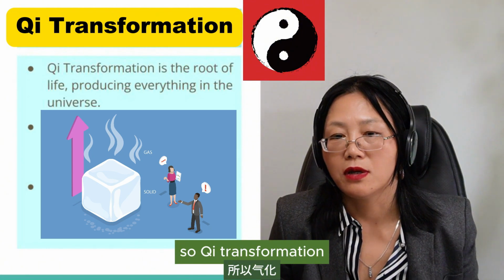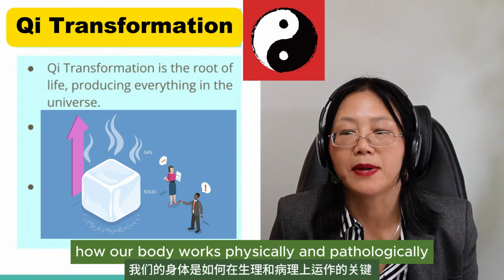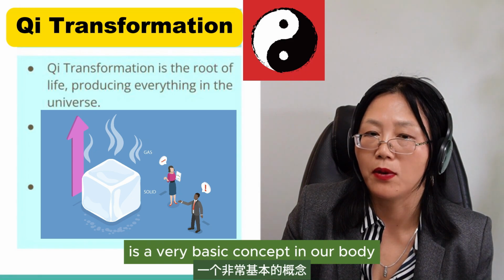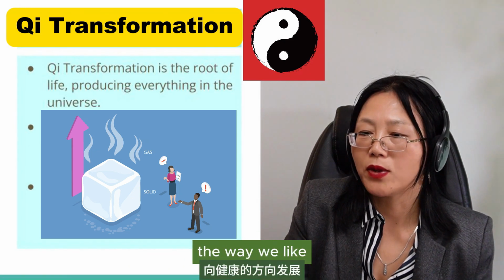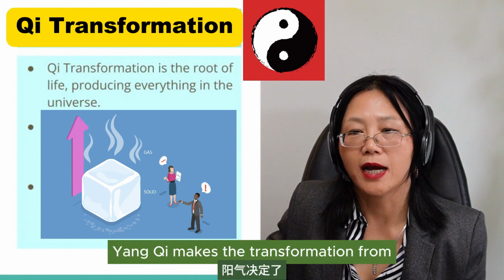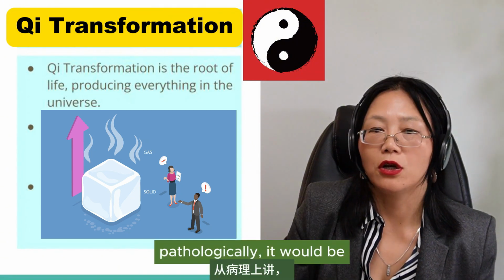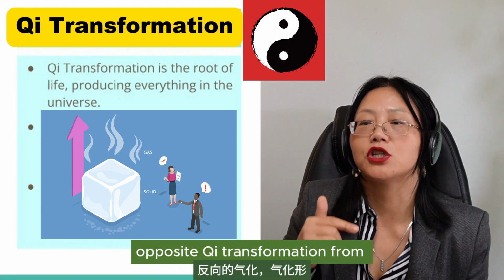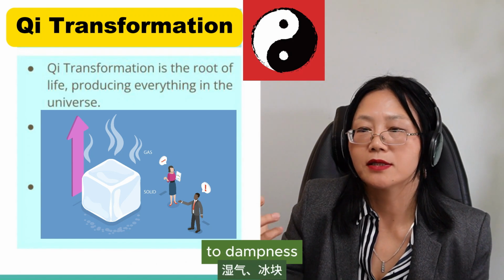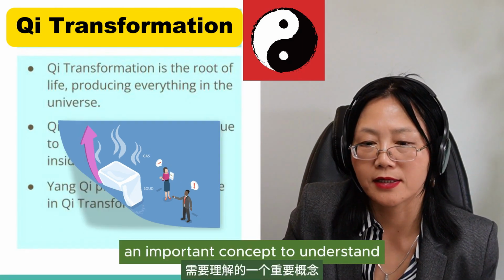Qi transformation is key for us to understand how our body works physically and pathologically. Qi transformation is a basic concept in our body. Physiologically, for qi transformation to work well depends on yang qi. Yang qi makes the transformation from visible to invisible. Pathologically, it would be the opposite: from water vapor to liquid to dampness, or from ice to body mass. This is an important concept to understand.